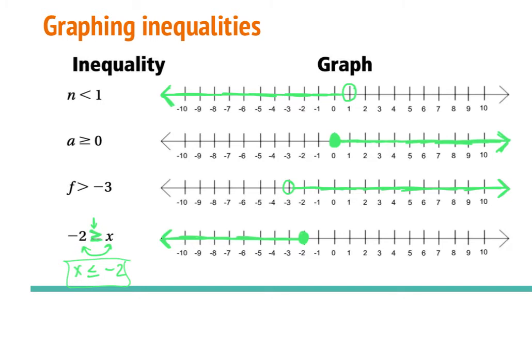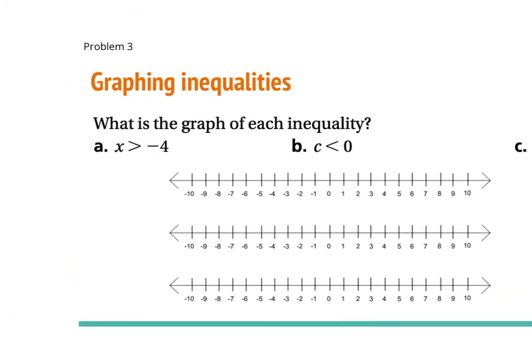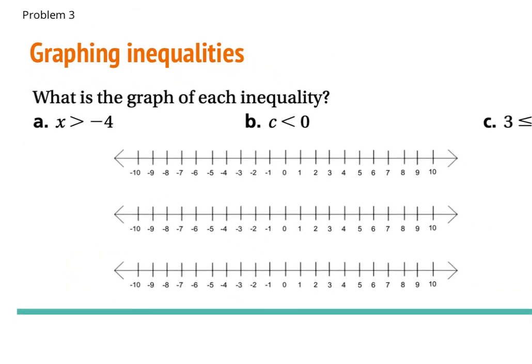All right. So what is the graph for each inequality? Let's go ahead and do these. So we're going to take A, x greater than -4. So let's find -4, put an open circle around it, and x must be greater than that. So x could be -3, x could be 7, anything that's greater than -4. So we're going to shade in this area to the right.